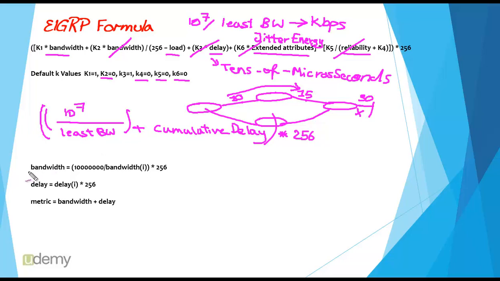If we show bandwidth as 10 to the power 7 divided by least bandwidth multiplied by 256, and delay as cumulative delay multiplied by 256, the formula would be bandwidth plus delay. These are different ways of showing the formula. There is no difference between them. Therefore, you could write the formula this way or that way, with the explanation of bandwidth and delay like this. Although this formula looks very complicated, in operation the EIGRP route calculation process is much lighter than the OSPF algorithm and uses less RAM and CPU of your router.